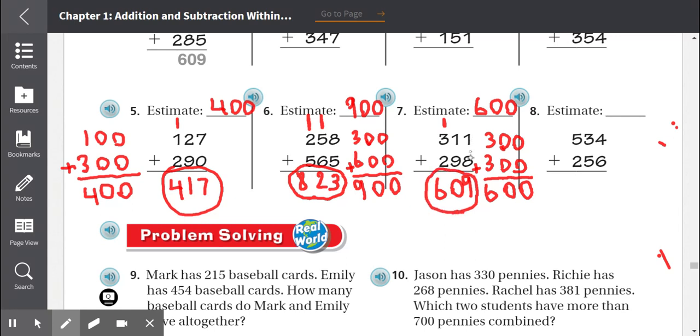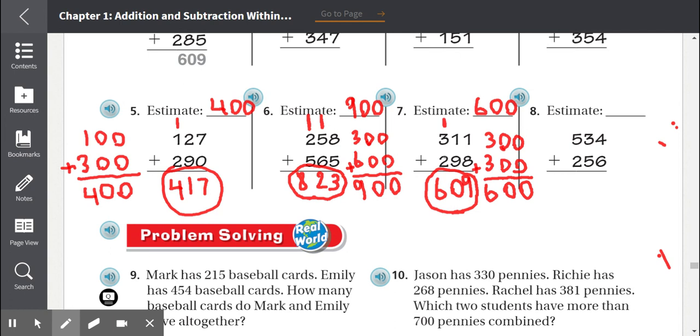We started by adding the ones place. 1 plus 8 was 9. Then we added the tens place. 1 plus 9 is 10. We write our 0 down. We carry our 1 over to the hundreds. 1 plus 3 is 4. 4 plus 2 is 6.